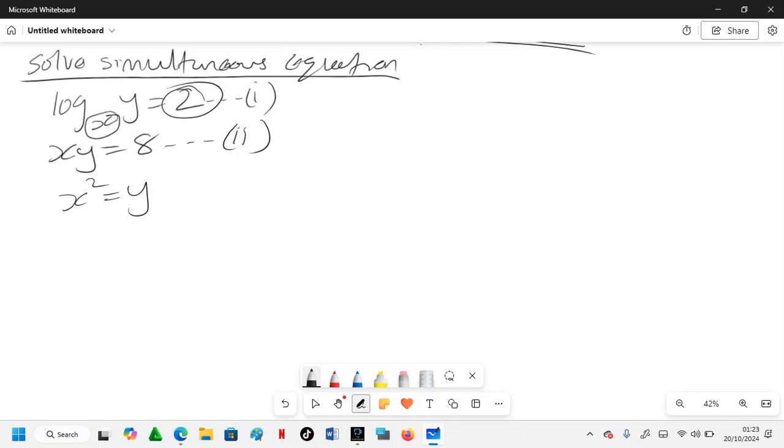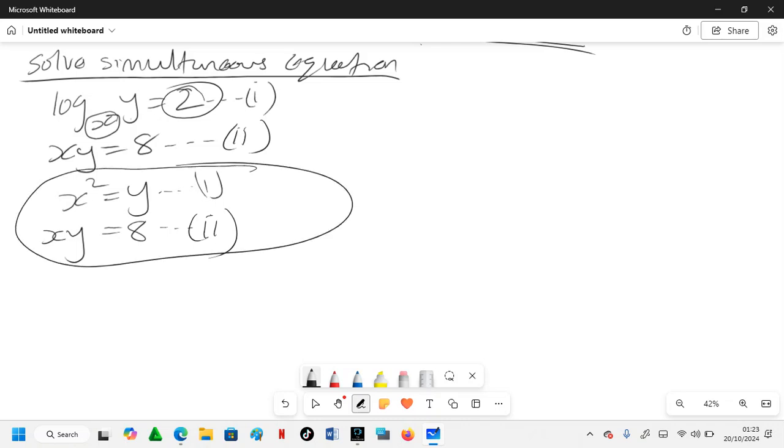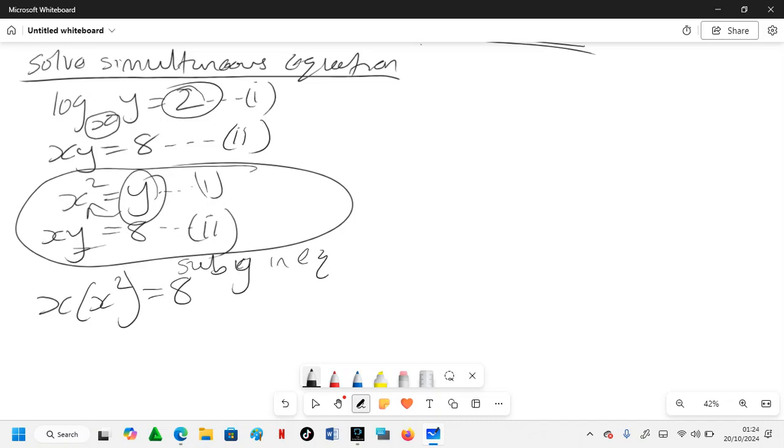So x squared is y, equation 1. xy is 8, equation 2, right? And we just solve these two equations using substitution method, okay? We already have y, so we can just put y there, so that we have 8 equals x times y, and y is x squared, so x times x squared is equal to 8. We are substituting y in equation 2, right?